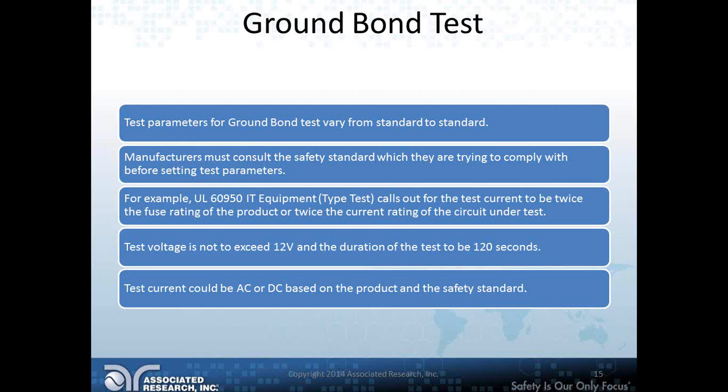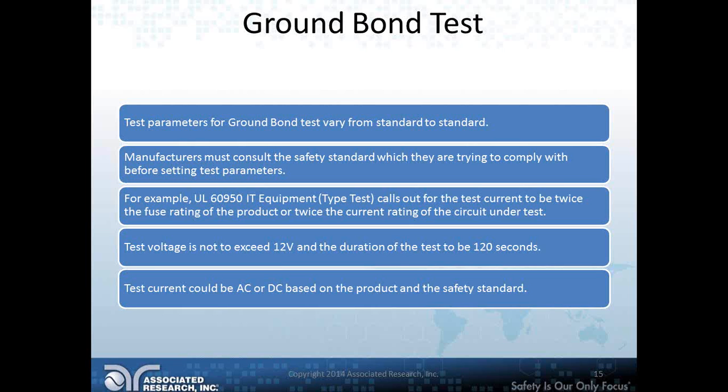A couple other considerations for the ground bond test. Again, the parameters for this test vary from standard to standard. And manufacturers must consult the safety standard which they're trying to comply with before setting the test parameters. For example, UL 60950 is our standard for IT equipment and calls out for the test current to be twice the fuse rating of the product or twice the current rating of the circuit under test.